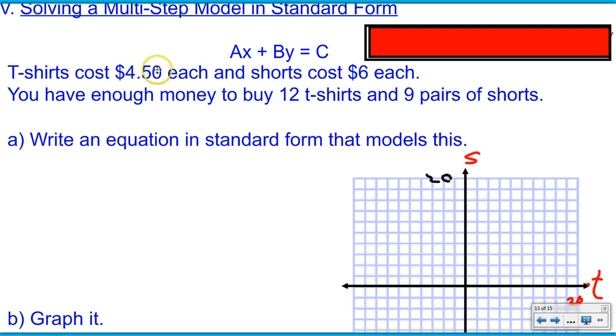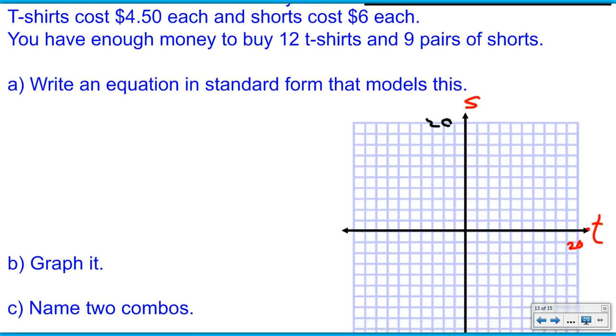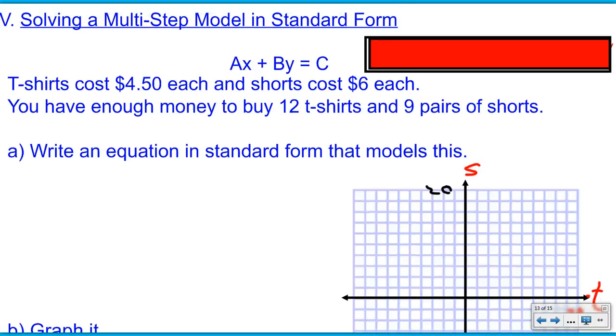And here is a great question. T-shirts cost $4.50 each, and shorts cost $6 each. You have enough money to buy 12 t-shirts and 9 pairs of shorts. Write an equation in standard form that models this. And then down below it says, graph it and name 2 combinations of t-shirts and shorts that you could get.